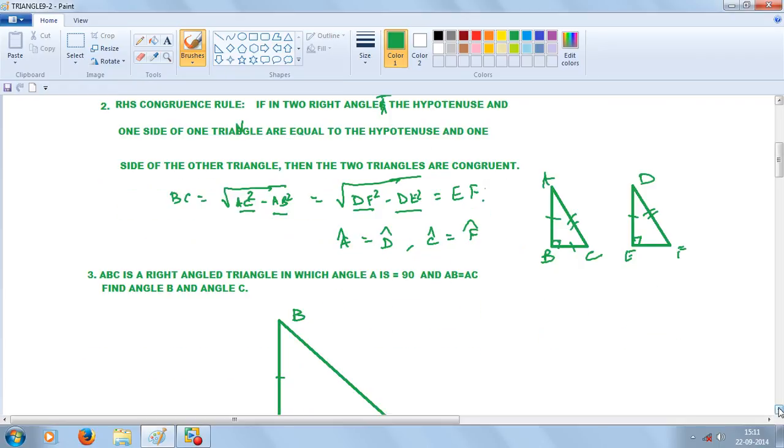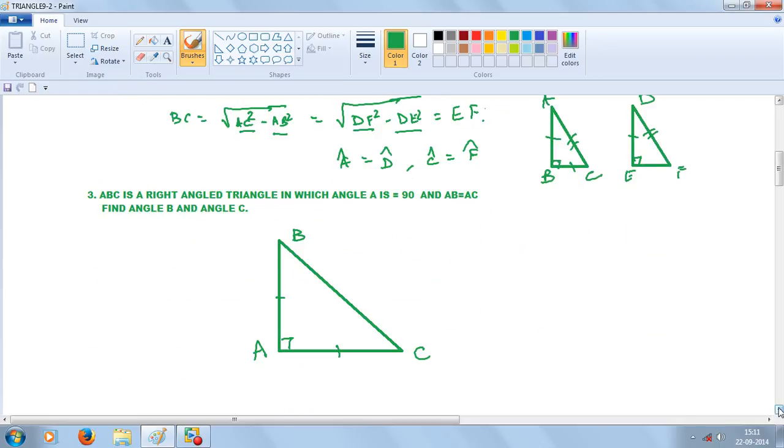So we'll just see the next problem. ABC is a right angled triangle in which A is 90. It is given AB is equal to AC. Find the angles B and C.